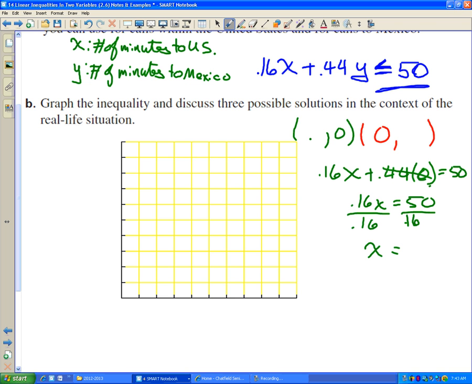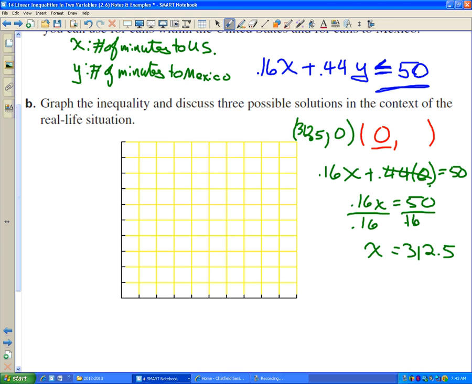So x is equal to, I grab my handy dandy calculator, 50 divided by 0.16, I get 312.5. We'll talk about that 0.5 in a little bit. I'm not going to focus on it at this point.